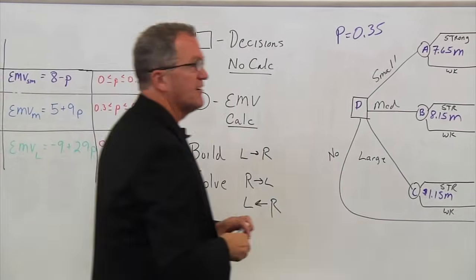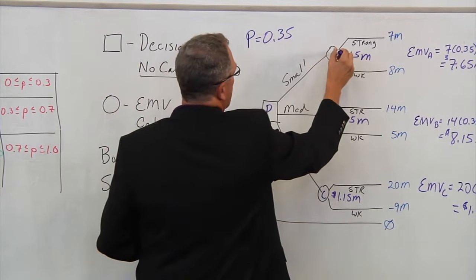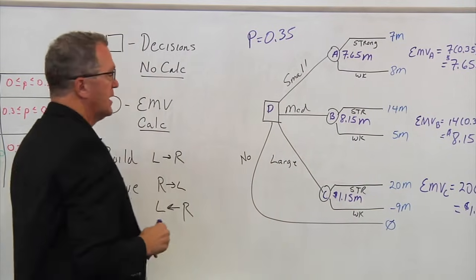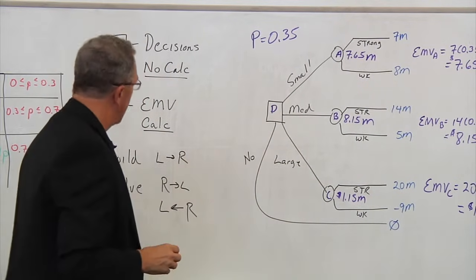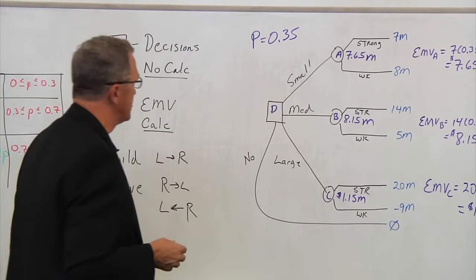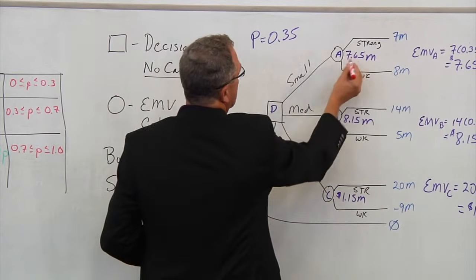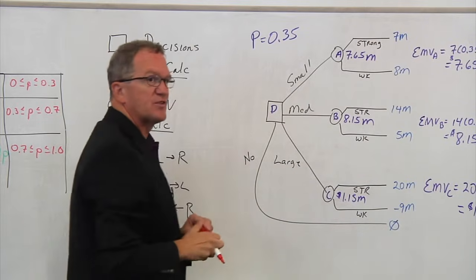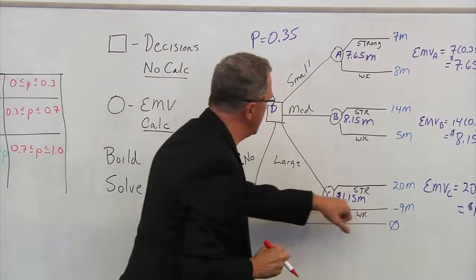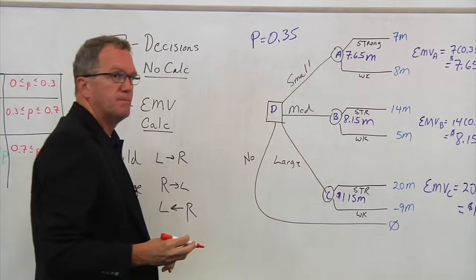I've now figured out, I'm solving it from right to left. I've got my number here, my number here, my number here. I have the number for this last one coming in. Now I can make a decision. At my decision point, all I do is figure out what the best option is. So I look at it here. A is, if I decide to go A, I get 7.65 million. B, 8.15 million. C, 1.15 million. And if I take this option, I get no money.